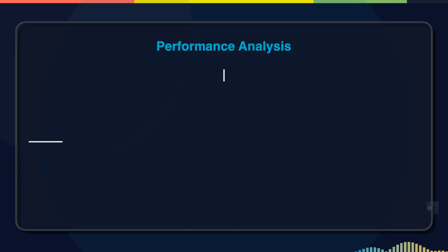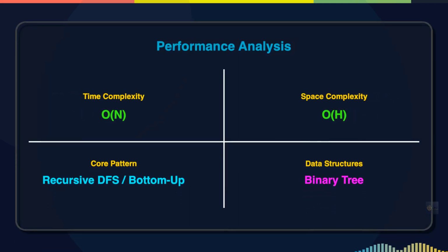Looking at the complexity, the time complexity is O of n, where n is the number of nodes, because we visit each node once. The space complexity is O of h, where h is the height of the tree, due to the recursion stack. And that is binary tree maximum path sum, mastered.